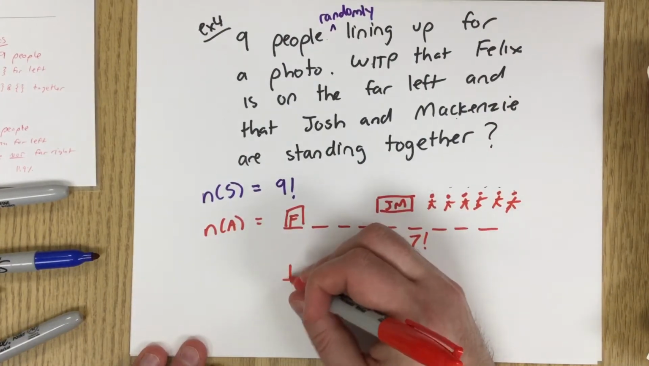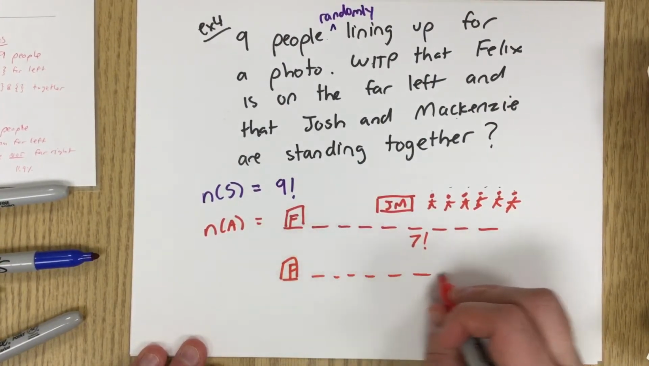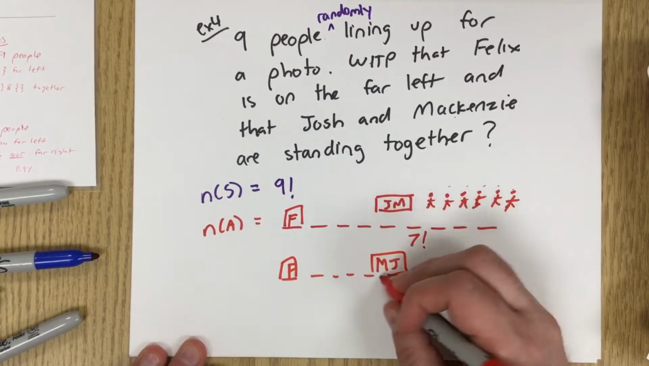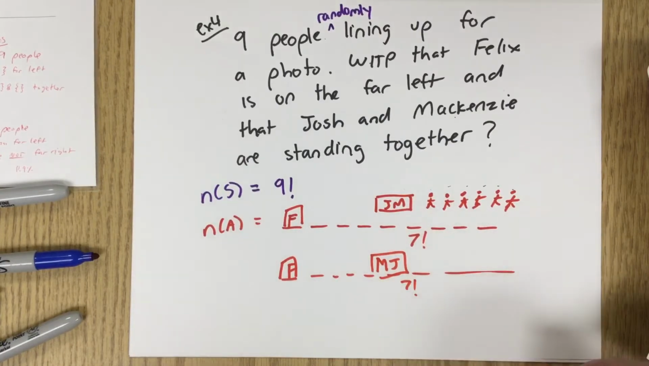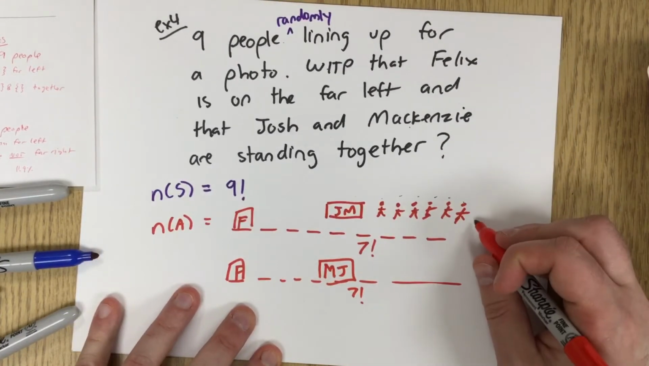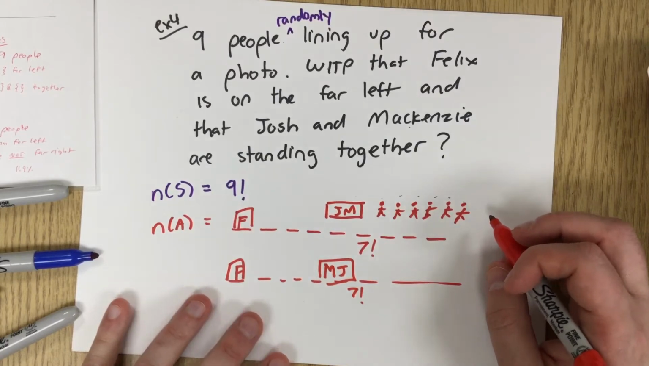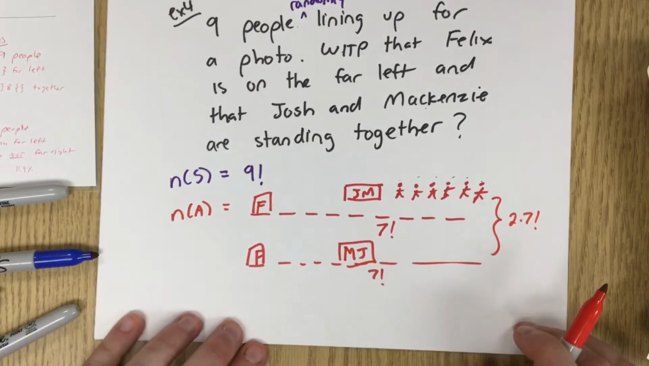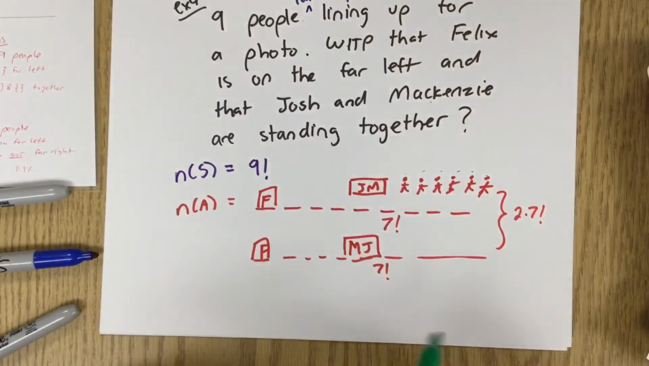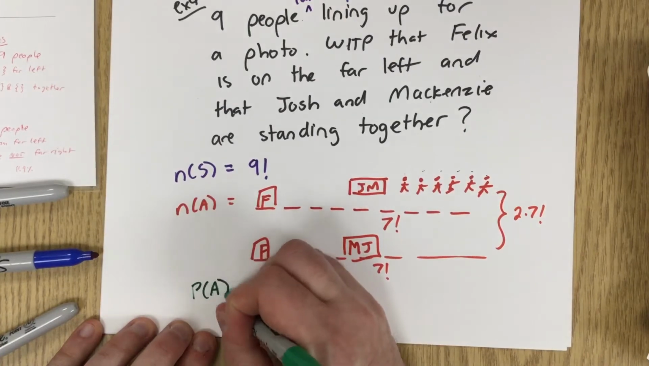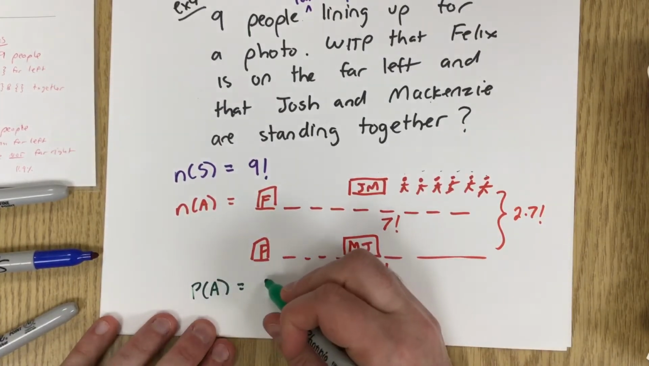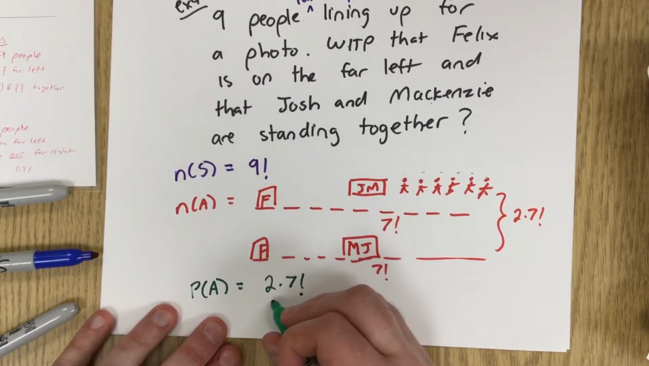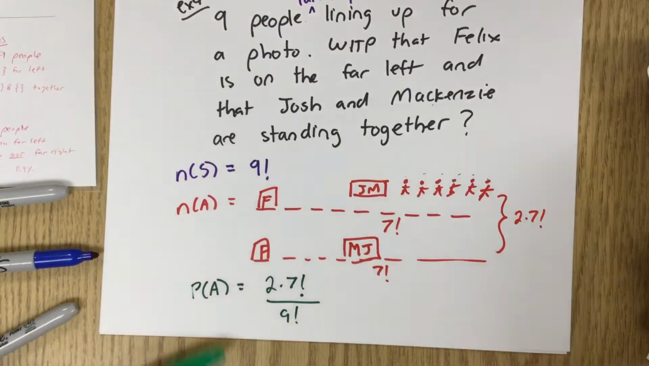Also, of course, we could have Felix on the left, and it could also be that the block is an MJ block, and there'd be another 7 factorial ways of doing that one. So overall, the NA is going to be 2 times 7 factorial. Putting it all together, the probability of getting what we want is going to be 2 times 7 factorial divided by 9 factorial.